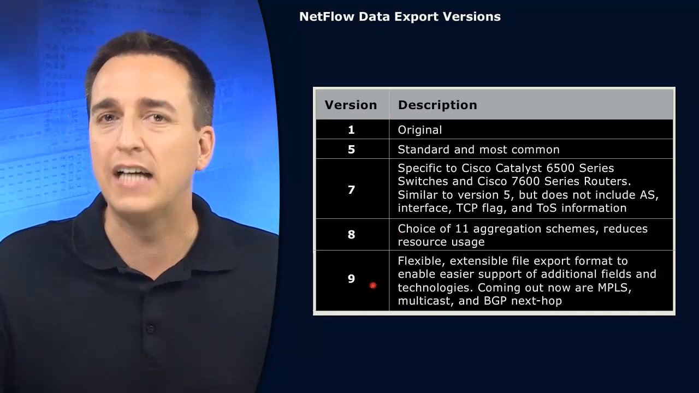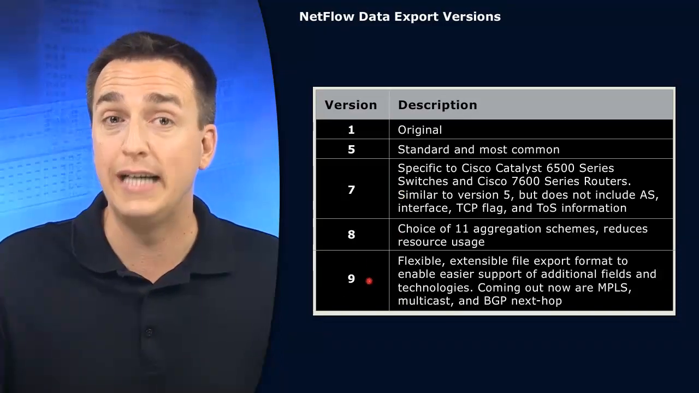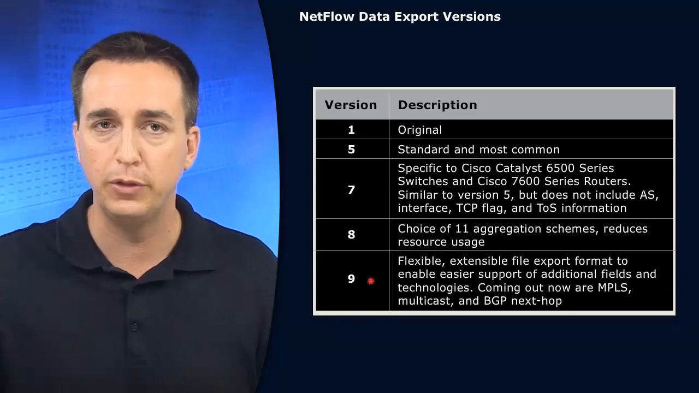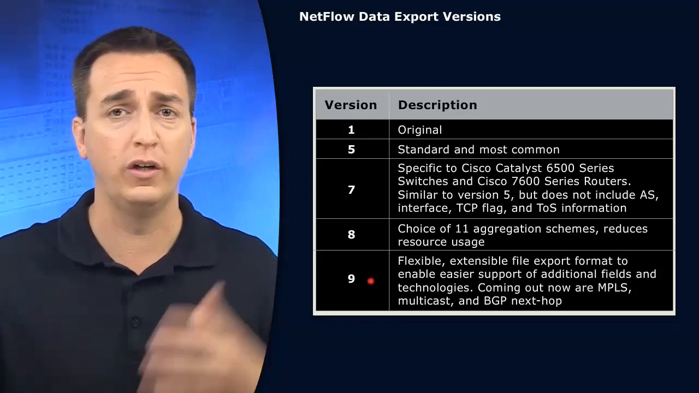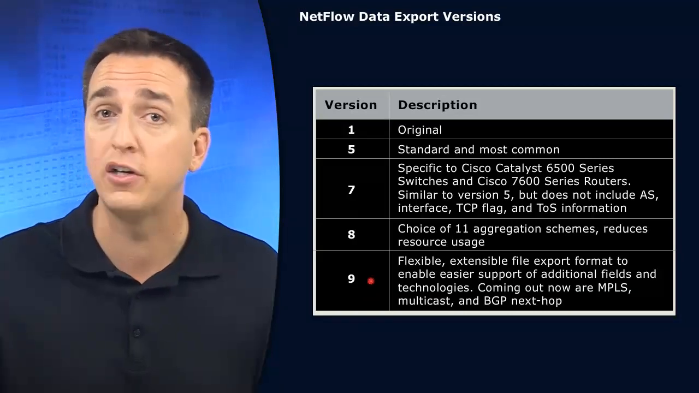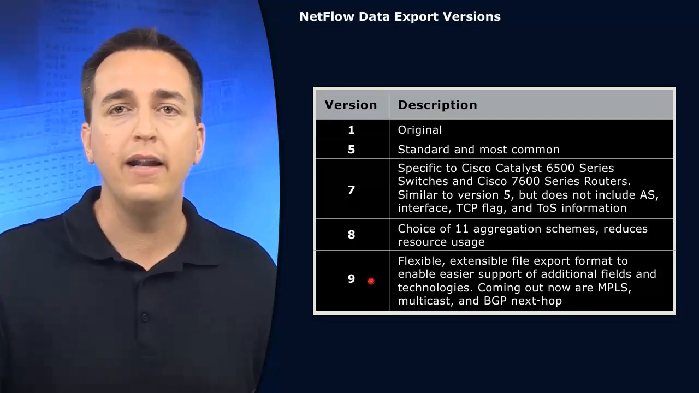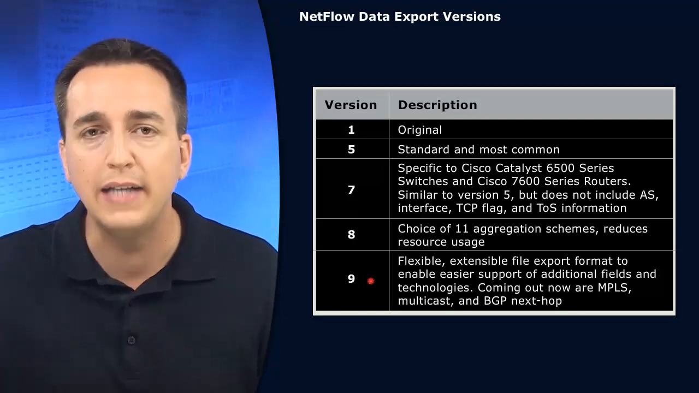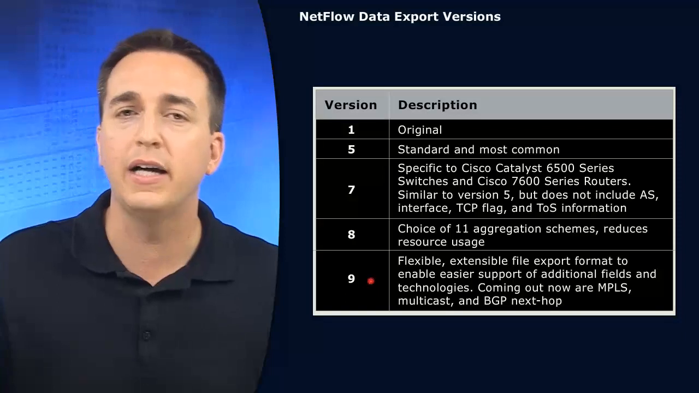But one of the most flexible options that we have is version 9. It's flexible, extensible. It has easier support for additional fields that may be introduced and new technologies. And we can see that it's supporting information for MPLS and multicasting and BGP Next Hop attributes.